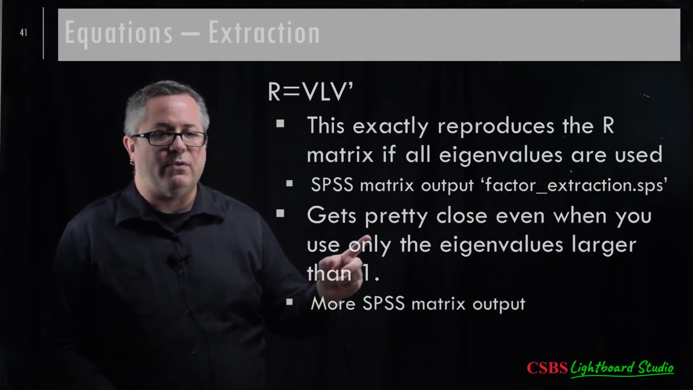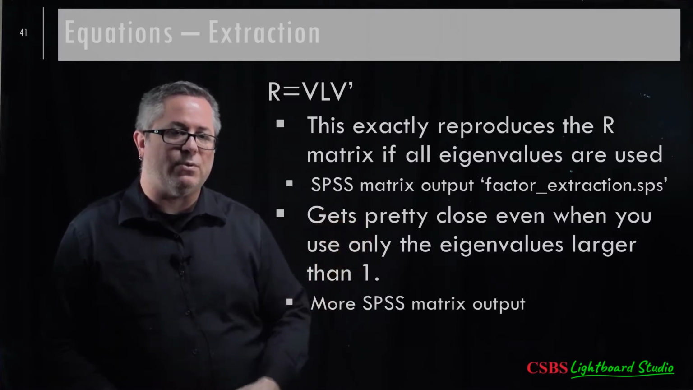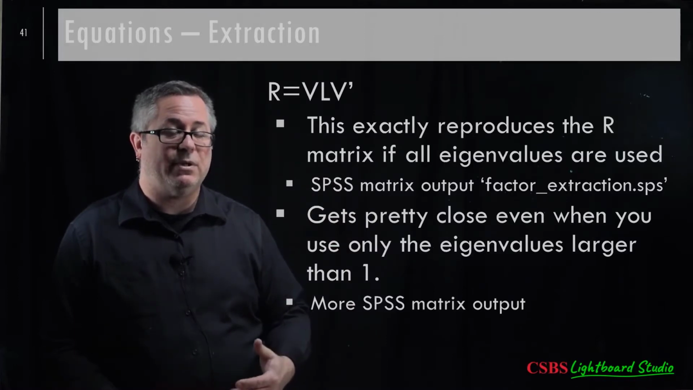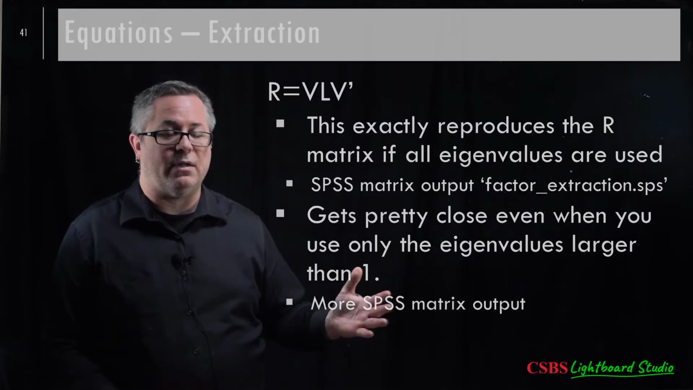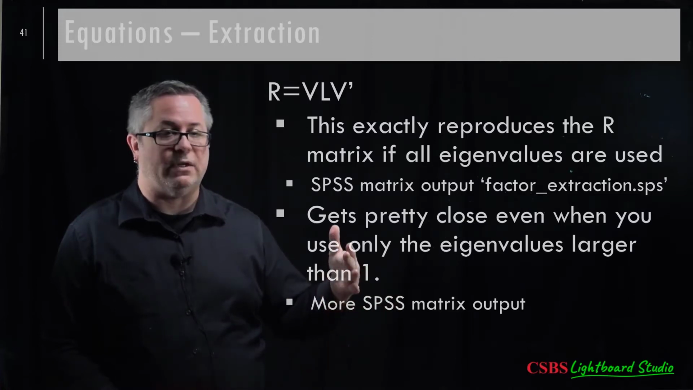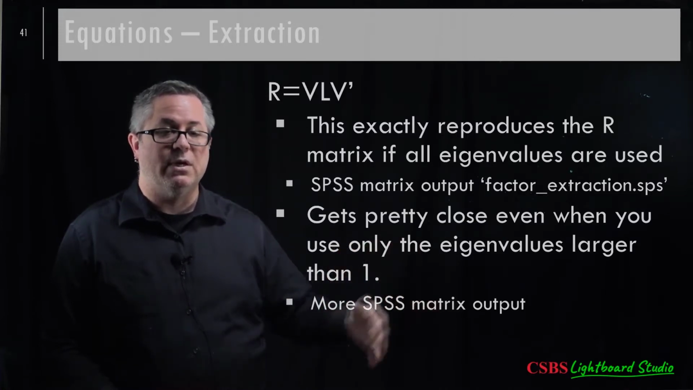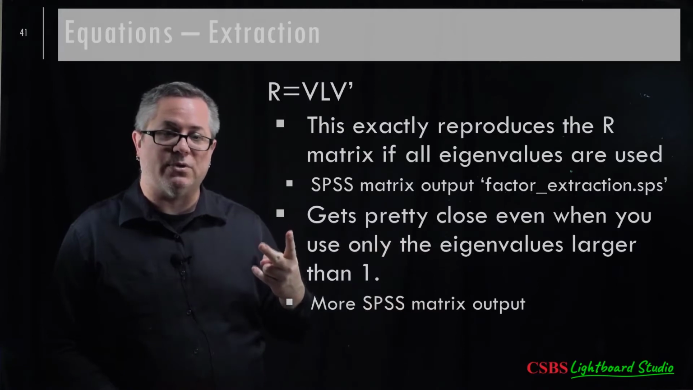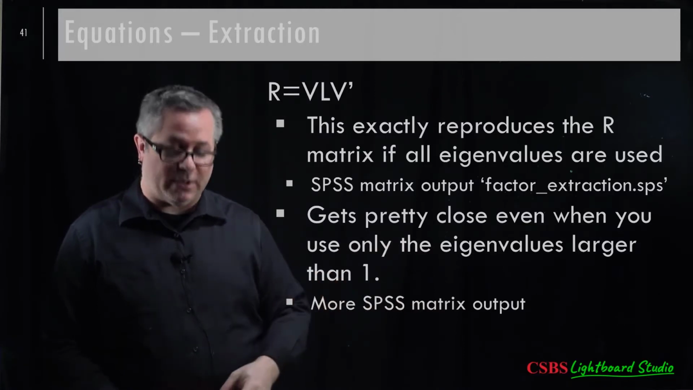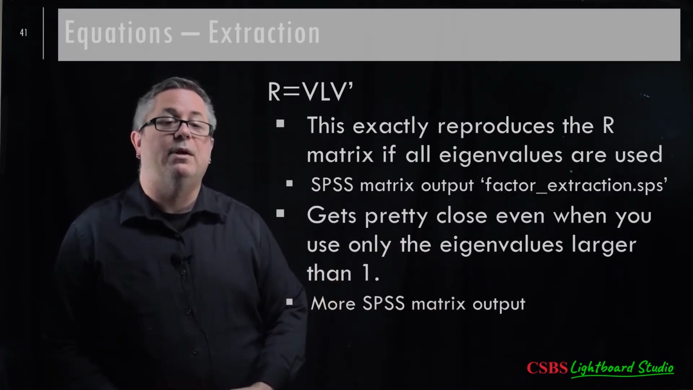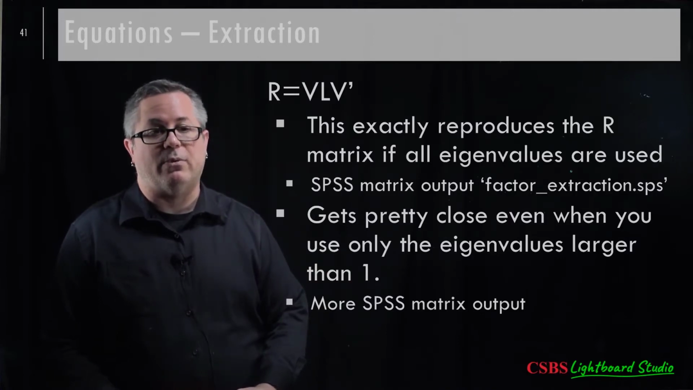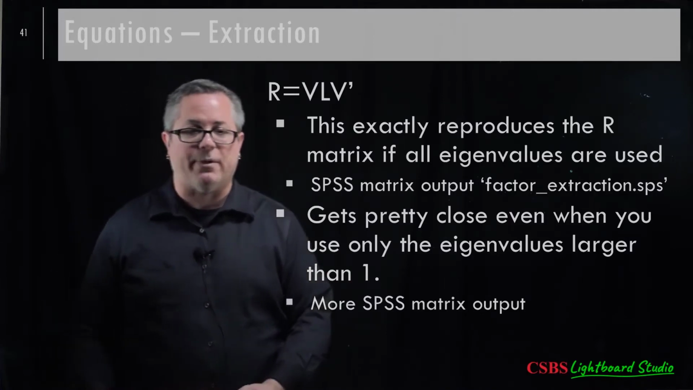It gets pretty close. When we do this, it actually gets pretty close. And if we just retain the eigenvalues larger than 1, it still gets pretty close, even if we ignore the eigenvectors and eigenvalues related to the third and fourth ones and just retain the 2 largest ones. We can get really close. The residual matrix isn't perfectly 0, but it's really close, and the values are really small, which means we're reproducing the matrix pretty well.